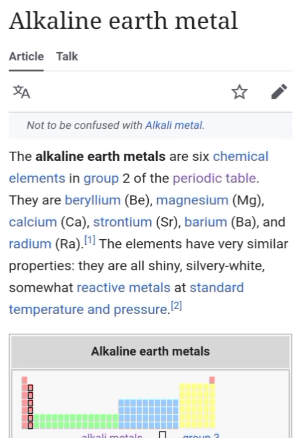You can see them. They have beryllium, magnesium, calcium, strontium, barium, radium. They have very similar properties. They are all shiny, silvery, white, somewhat, and so on. I love that one. Let's look at the other one, please.